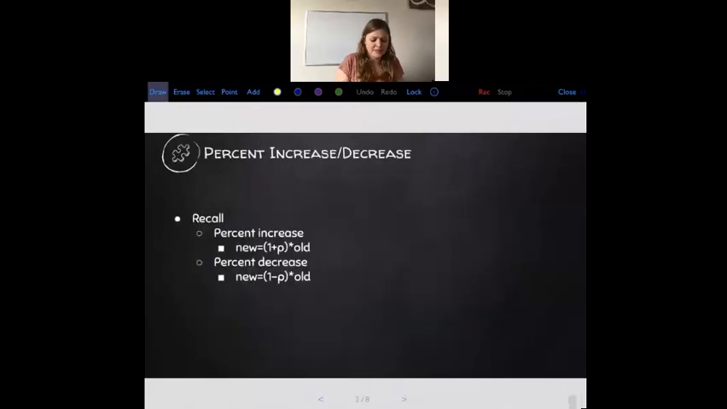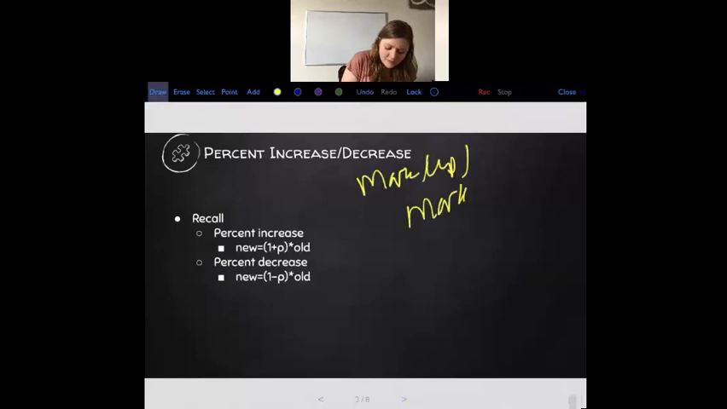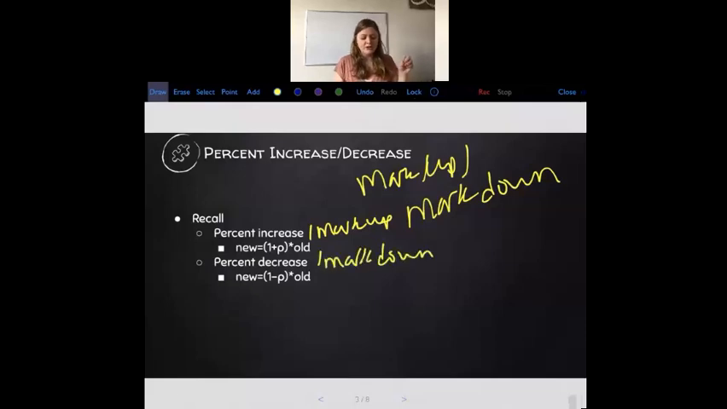So as a review, percent increase, decrease are markup, markdown problems. One way we can think of them is if something is a markup, we can talk about it as new is equal to 1 plus p times the old. And if something is marked down, it's new is equal to 1 minus p times the old, where p is your percent change as a decimal. So we always work with that as a decimal in these types of problems.